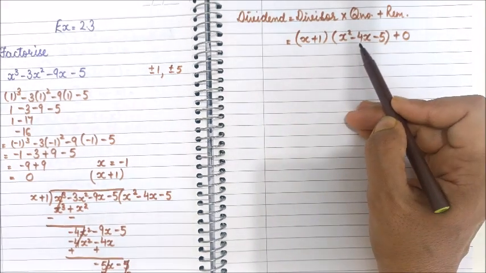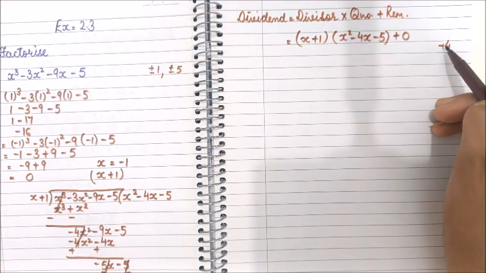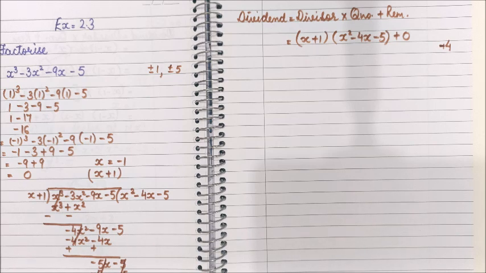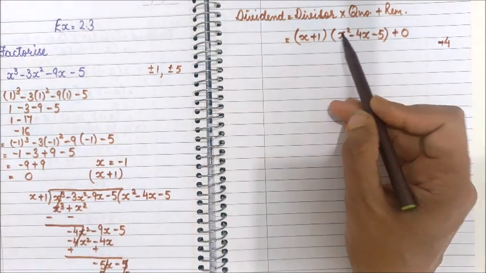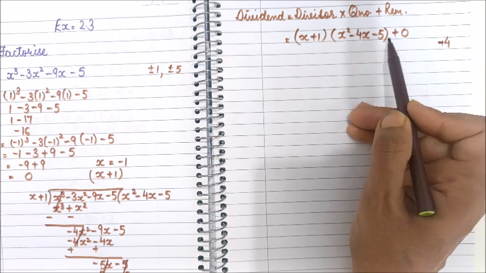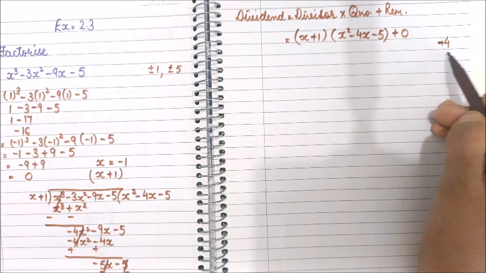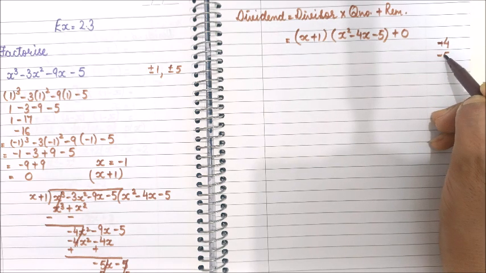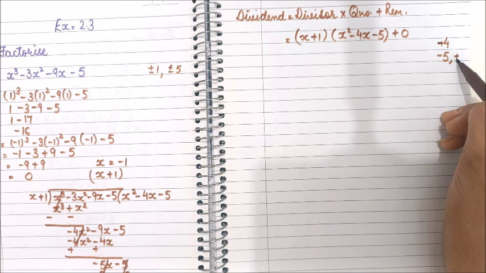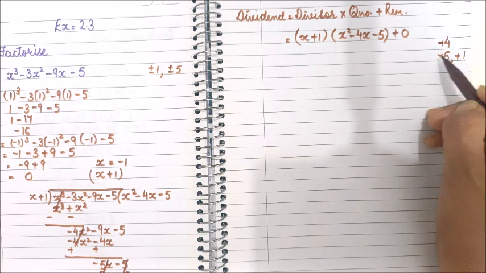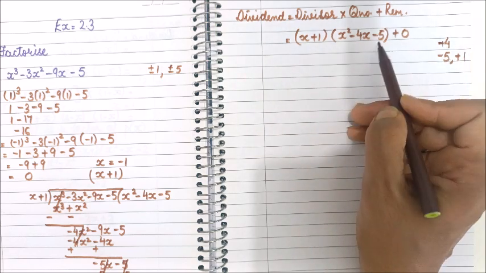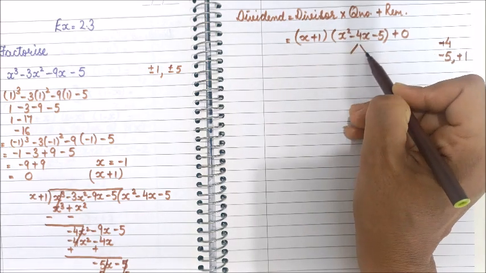So looking at the middle term, I have minus 4. So I have to think of those two numbers whose addition and subtraction should give me minus 4, and whose multiplication should give me the multiplication of the first and the third term, which is minus 5. So if I think in my mind, it should be minus 5 and plus 1, because minus 5 and plus 1 will give me minus 4, and the multiplication of these two will give me minus 5. So in this way we are going to split the middle term.